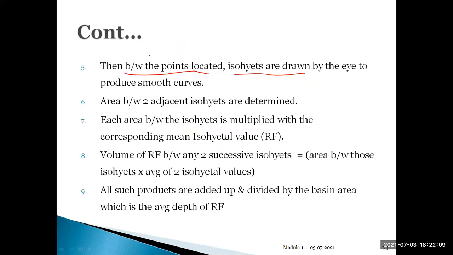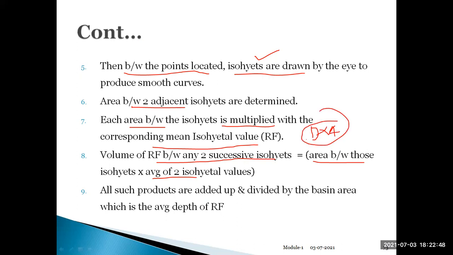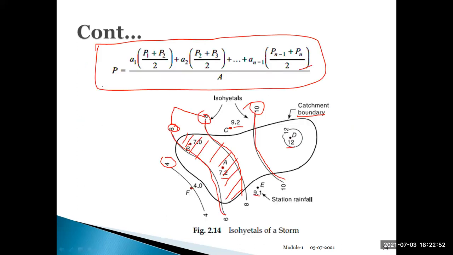So what you do after that is locate the isohyets by doing the interpolation. After that, you calculate the area between those two isohyets, and multiply each area by the average isohyetal value. The volume of rainfall between any two successive isohyets is nothing but the area into the average of the two isohyetal values. That is depth into area, which gives you the volume of rainfall. So this is the formula to calculate the depth of rainfall using the isohyetal method.